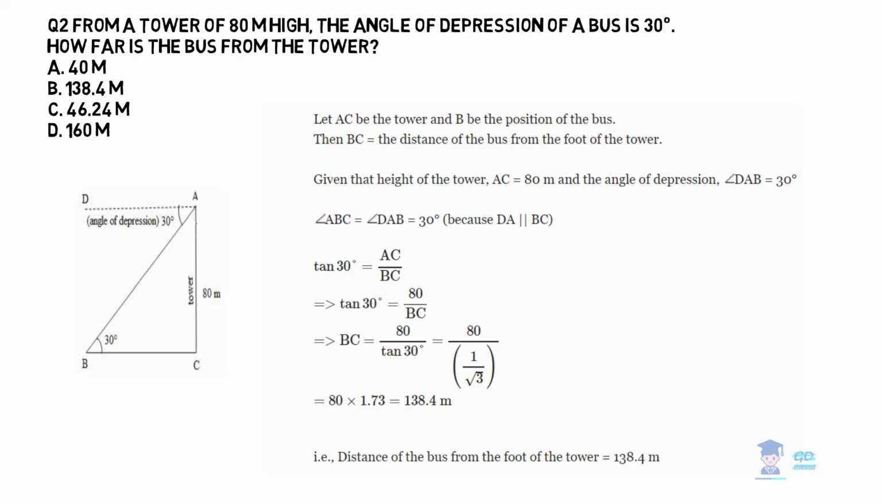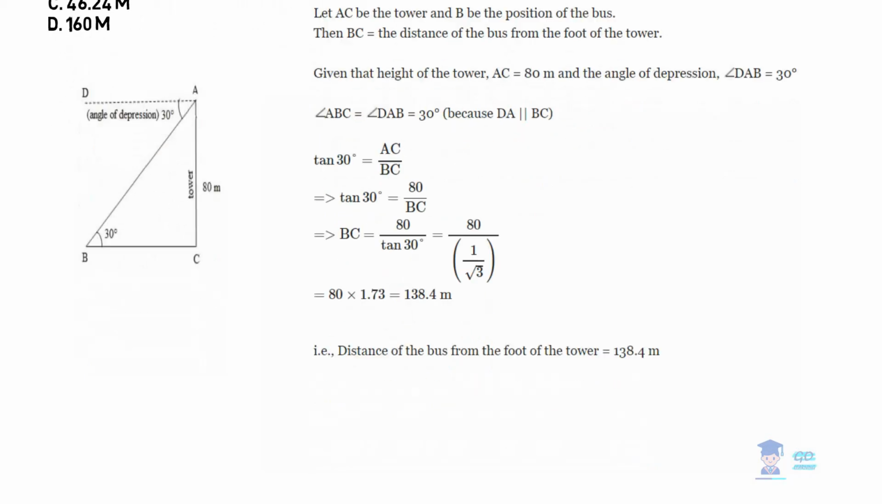Distance of the bus from the foot of the tower. Know the values of the root, like root 3 is 1.732 and root 2 is 1.414. You should know the root values for calculating the sums. We'll go to the next question.